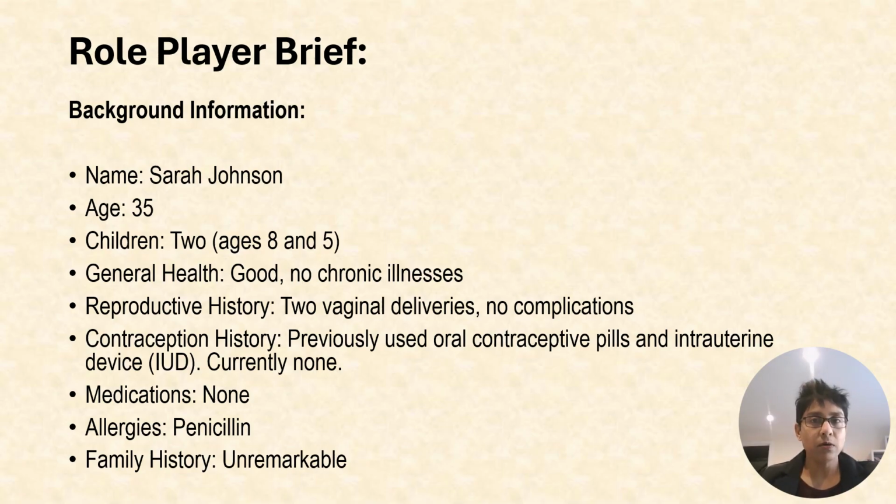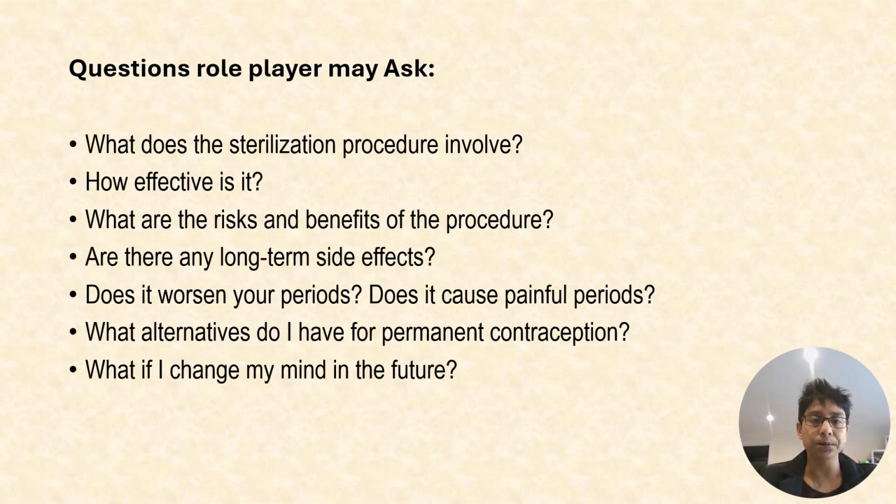The background information for this particular station would be along these lines. The patient's name would be Sarah Johnson. She's 35 years of age. Her family is complete. She has 2 children, aged 8 and 5 years. She's a fit and fine woman with no long-term health issues. She has had 2 vaginal deliveries and has had no complications. She had previously used the oral contraceptive pills and the copper IUD, and currently she's not on any due to the side effects she faced with them. She's not on any regular medications. She's allergic to penicillin, and she has an unremarkable, non-significant family history.